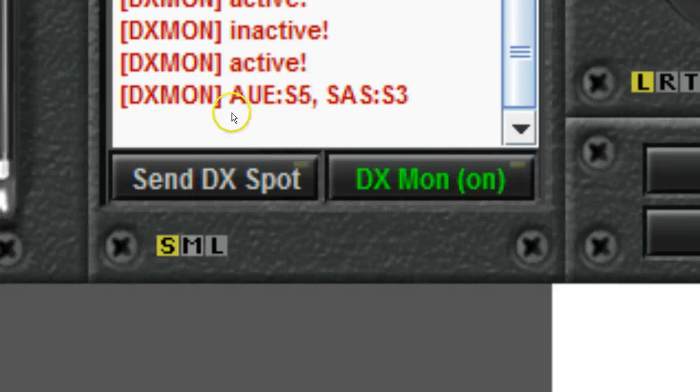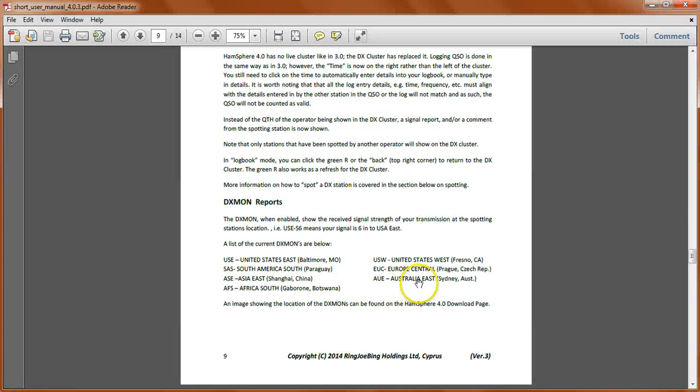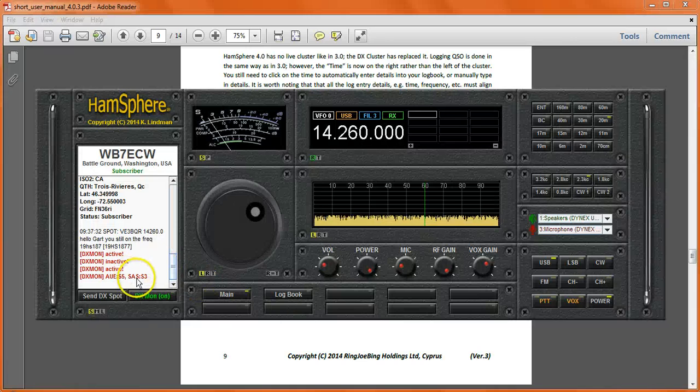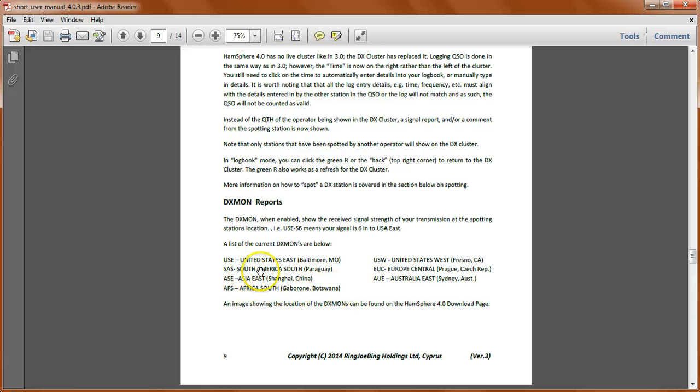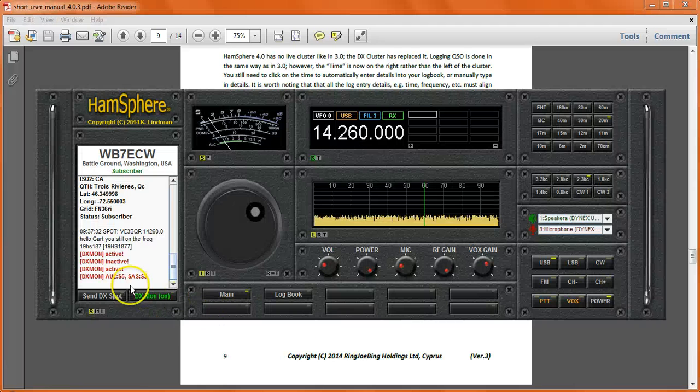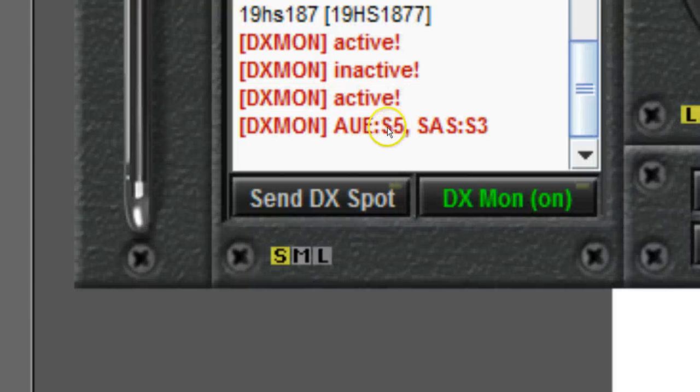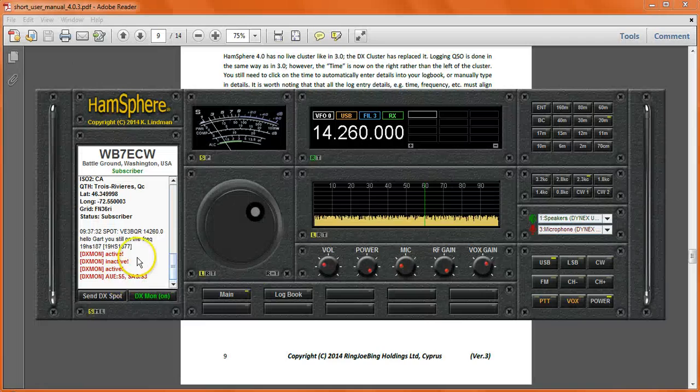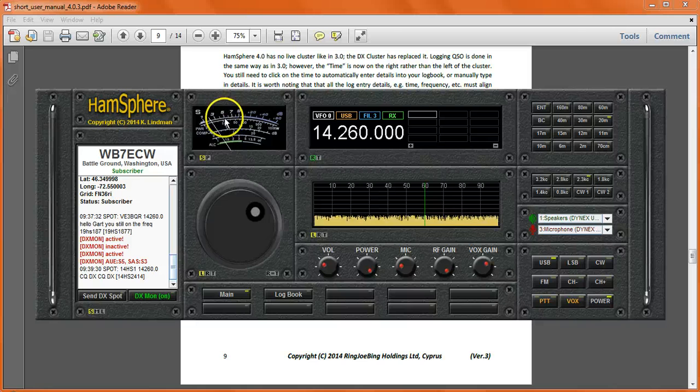Look at this. Finally some proof that we're alive. We see two signal reports here: AUE, which is Eastern Australia, and SAS, which is Southern South America. Both saw my signal. And one of them, Eastern Australia, gave me an S5 signal report. That means that if I was talking to someone in Eastern Australia, I have a pretty good chance of having an S5 signal to them.